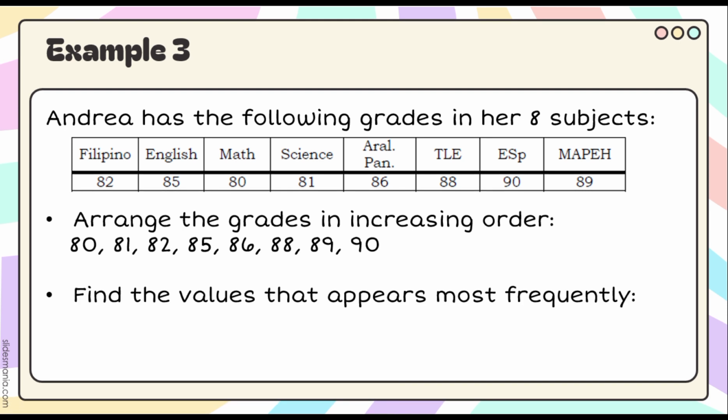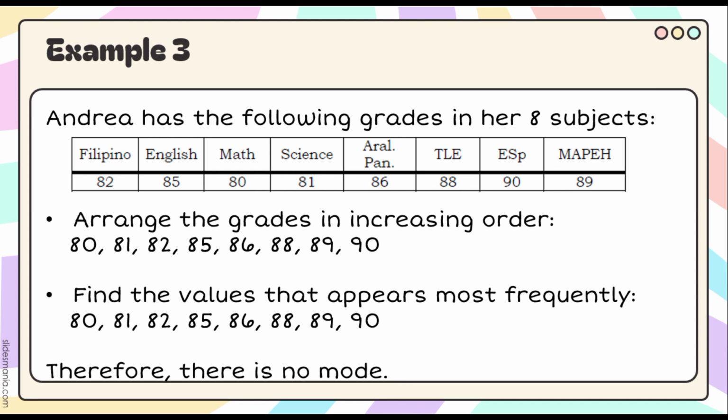Second, we find the values that appear most frequently. Here in our example number 3, since every grade appears the same number of times, the set of grades has no mode. Therefore, in example number 3, there is no mode.